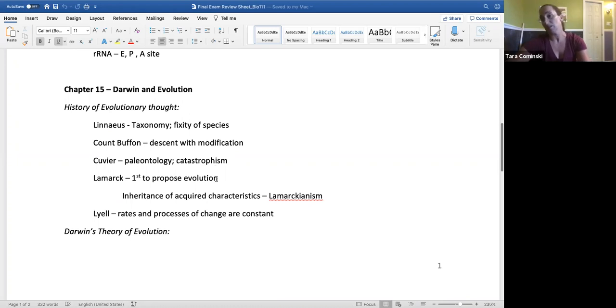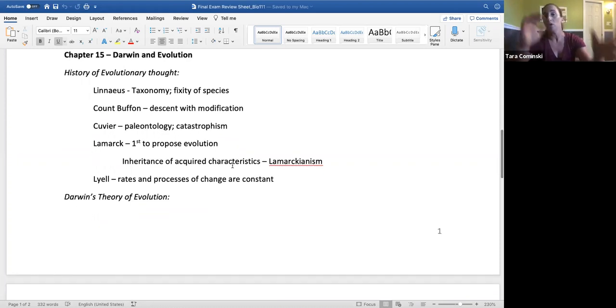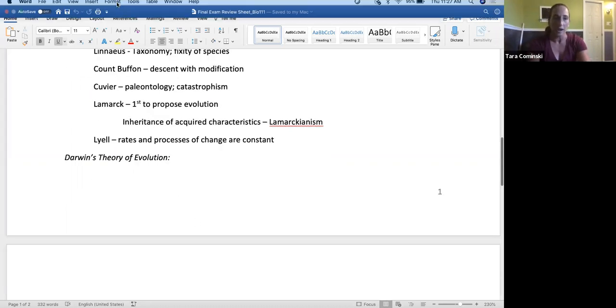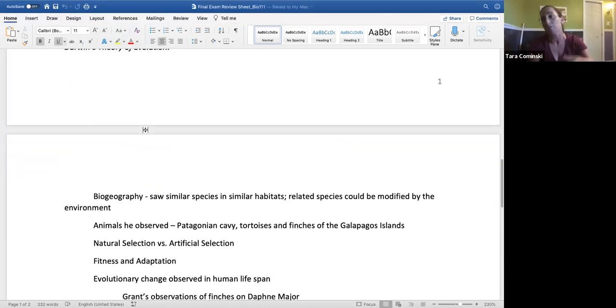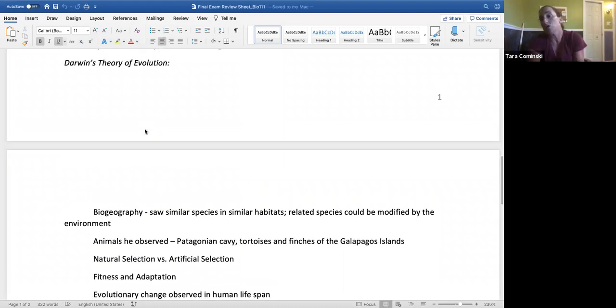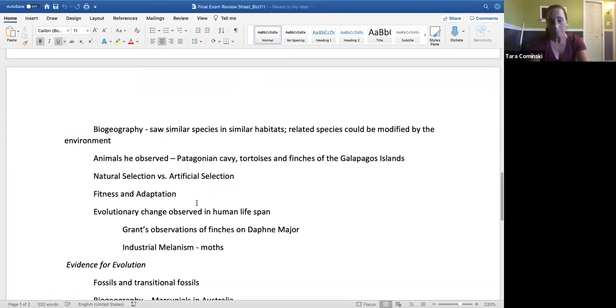Cuvier basically founded paleontology, but talked about catastrophism. Lamarck: there's a picture that I showed you in the recorded lecture that shows Lamarck's belief, the inheritance of acquired characteristics, versus Darwin's natural selection. Let me pull that up because I think it's important to go over. The rest of the chapter talks about Darwin's theory of evolution, which is based on natural selection and adaptations. We then talk about artificial selection a little bit.